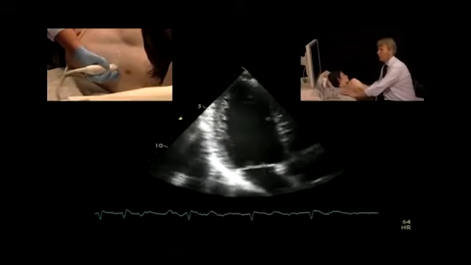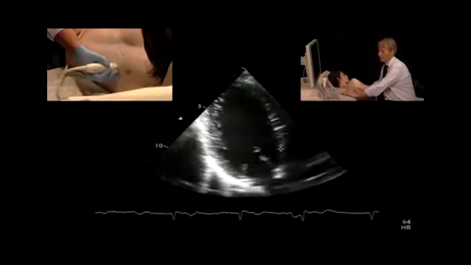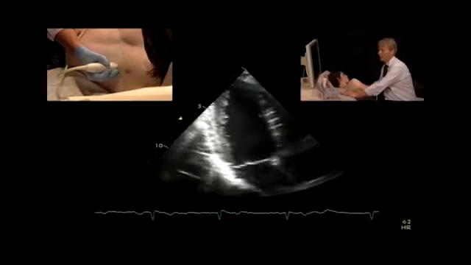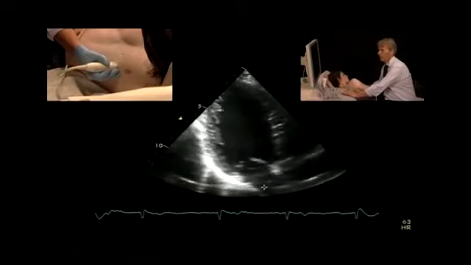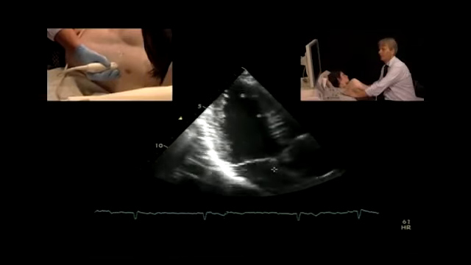What can you appreciate? First, you appreciate the septum, the anterior septum. You have the posterior lateral wall, the left atrium, and you have the posterior mitral valve leaflet and the anterior mitral valve leaflet.